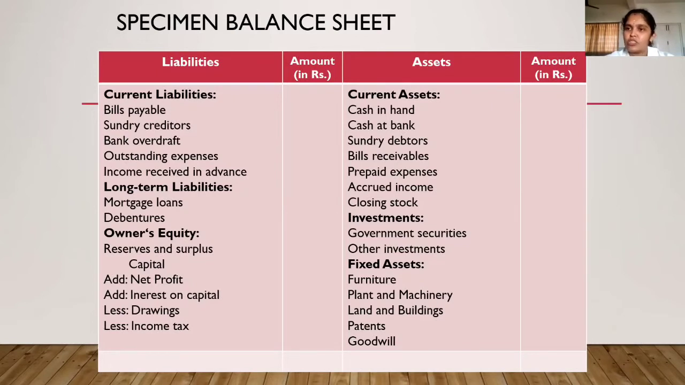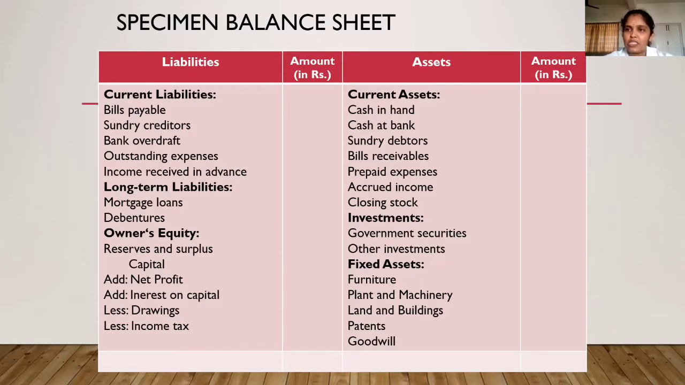And investment is also considered to be an asset, either in government securities or in any other private sectors. And liabilities are the amounts which the company has to pay to outsiders, such as bills payable, sundry creditors to whom we have to make payment for credit purchases, bank overdraft, outstanding expenses. All these come under the liability side. Like the assets, the liabilities are also classified into current liabilities and long-term liabilities. Owner's equity is also considered to be under the liability side.